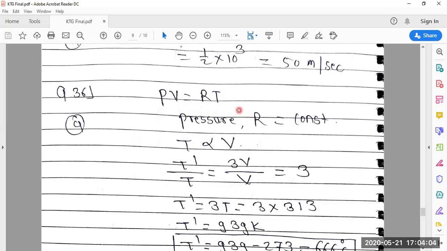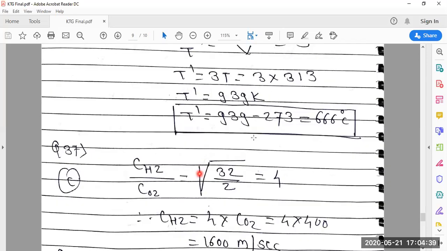So PV is equal to nRT, this pressure and this R are constant. So we just write down the relation between temperature and volume: directly proportional. So T dash upon T is equal to 3V upon V, because this V dash is 3 times its initial value. So the V gets cancelled, it is equal to 3. So T dash is equal to 3 times T. T is given, it is 40 degrees Celsius. So 40 plus 273, it is 313. So we get the temperature 939 Kelvin.